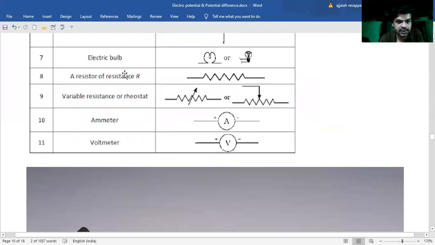A resistor of resistance R. Actually, this is a new component for you. But in the next few minutes, you are going to learn what resistance is and the symbol of this resistance. Even why the path is taken in a zigzag manner, it has a meaning. Okay, we'll come to know this a little later.